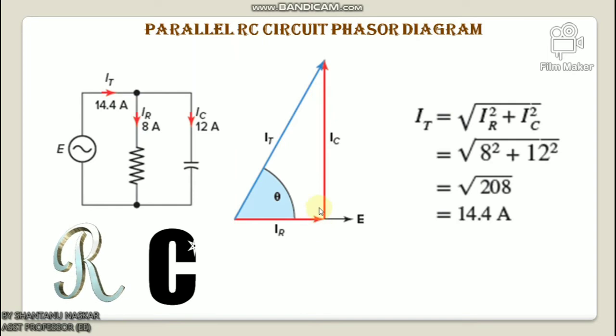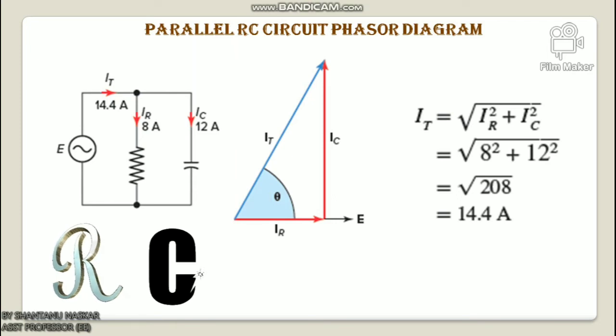Look here, IR, IC. So this IC leads the voltage vector by 90 degree, and the vector addition of IR and IC gives a resultant that represents the total, which is IT, or line current, which equals 14.4. So IT equals root over IR square plus IC square, which equals root over 8 square plus 12 square, which equals 14.4. The angle theta represents the phase between the applied voltage and current.